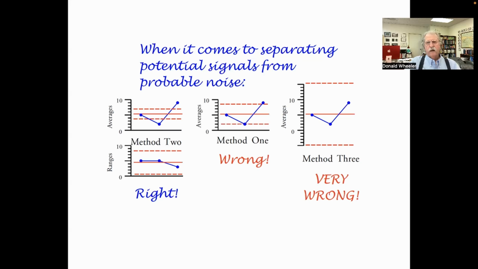And method 3, very wrong. I went into a plant in Indiana that had a piece of software that used method 3 to compute the limits. And they said, we never get a point outside the limits. Well, duh. But they continued to say, but our customer keeps telling us we're not that good. Surprise, surprise.